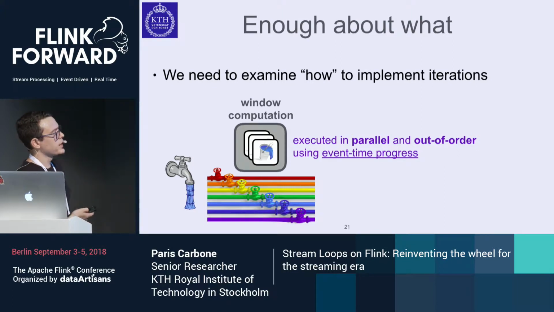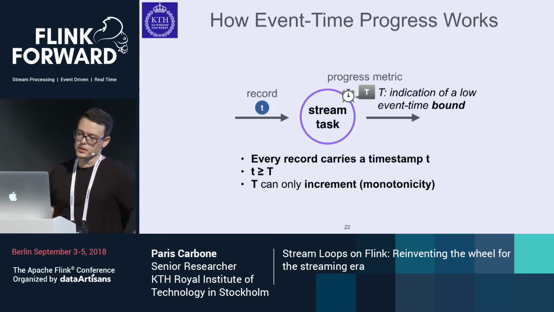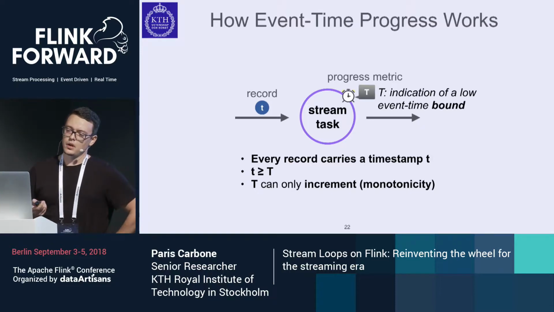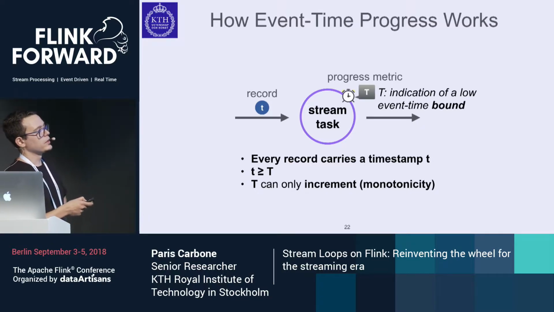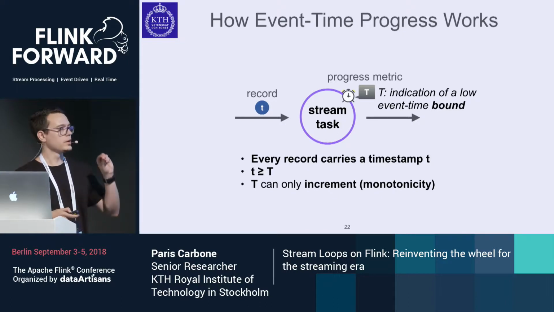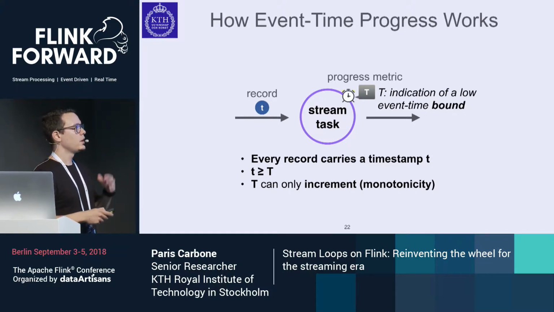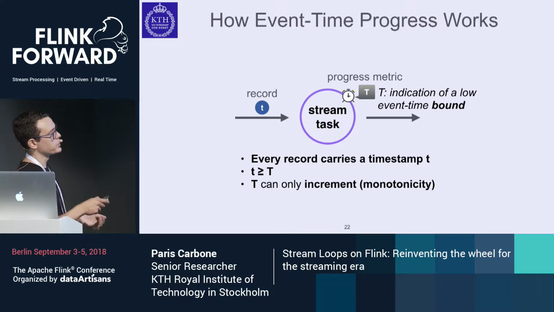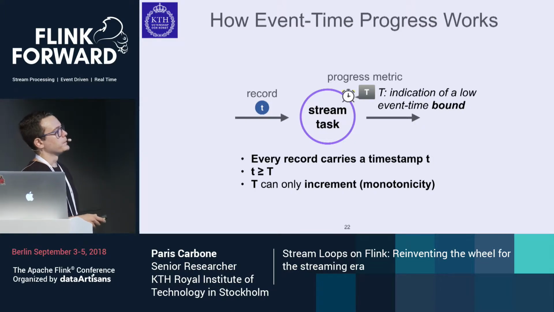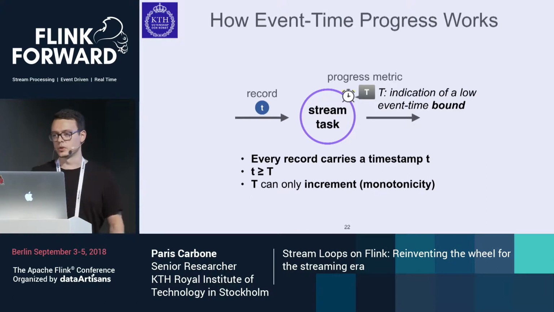So we know that windows are executed in parallel and out of order based on event time progress. What is event time progress? I would say event time progress is something like a logical clock that sits on every stream task. And that clock gives an indication of a low event time bound. What this means is that for every input record that arrives in a task with a timestamp t, this timestamp is guaranteed to be above or equal to the progress metric of the task. And the progress can always increment monotonically. That's what defines event time progress.